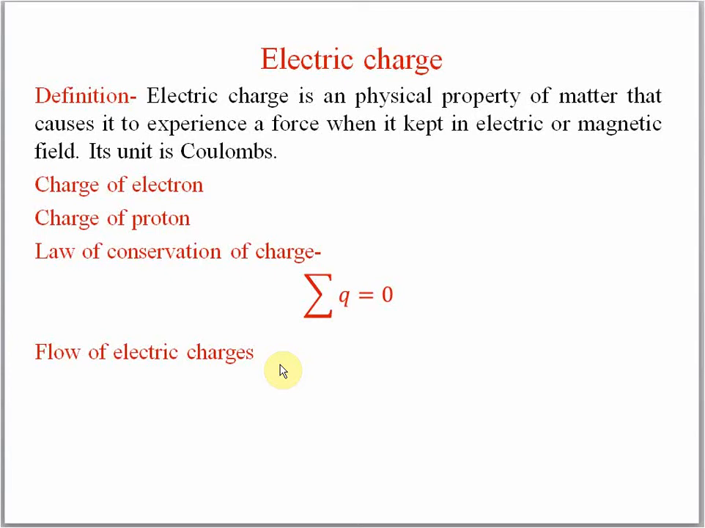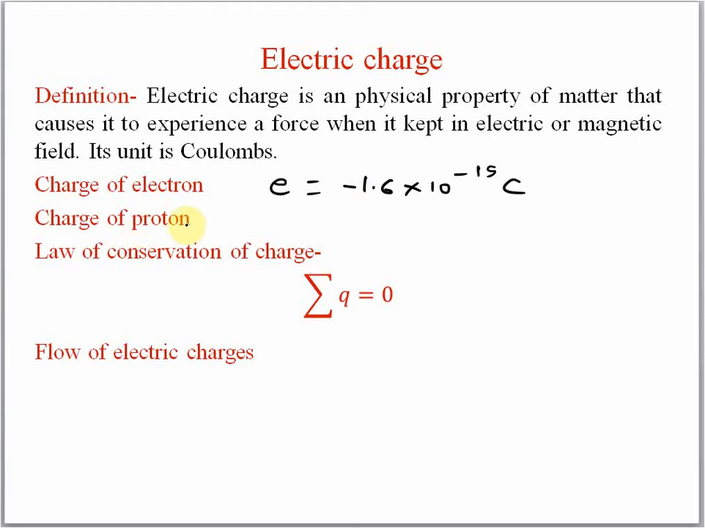Next point is charge of electron. Then what is the charge of electron? We can represent the charge of electron by e, and the magnitude of charge is 1.6 into 10 power minus 19 coulomb, and the sign or polarity of the charge is negative.